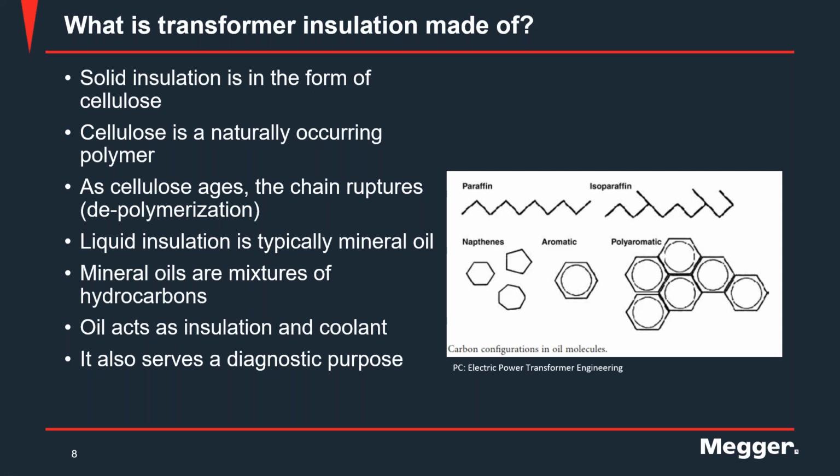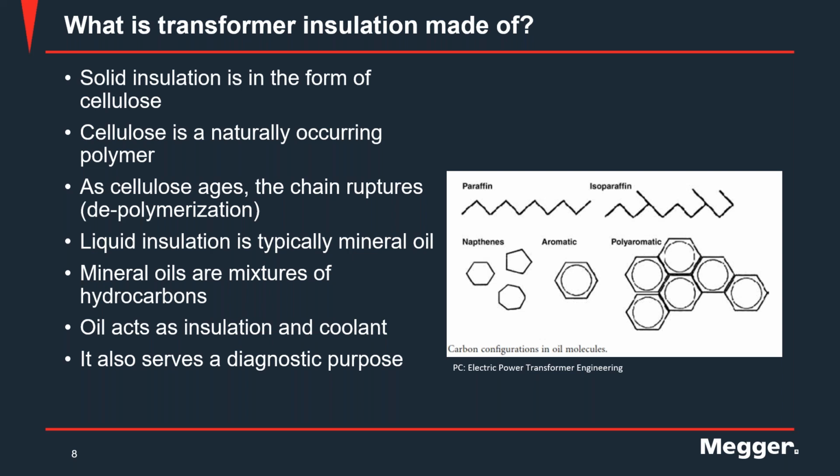The transformer insulation is composed of solid and liquid insulation. The solid insulation is in the form of cellulose. You have paper which is wrapped around the winding, and then you have pressboard barriers between windings, you have pressboard blocks for support. This is essentially made up of cellulose.